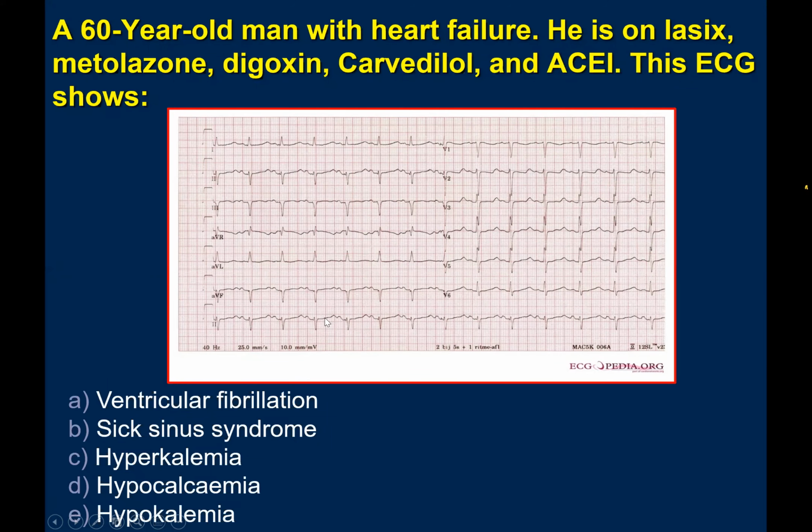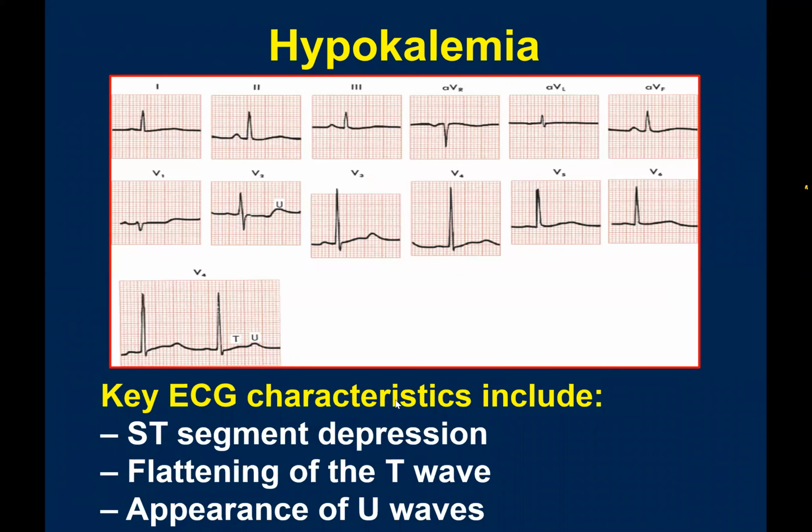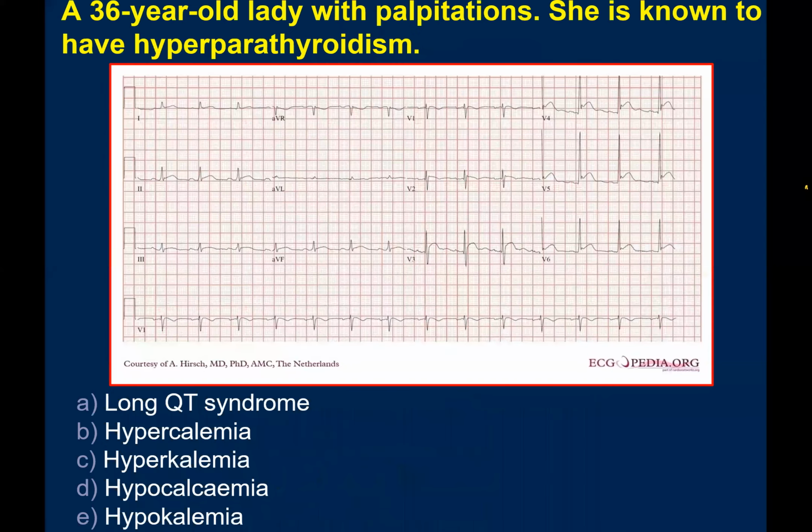QT is prolonged, T wave is flat. Sometimes you see ST segment depression, and then the presence of U wave. These are the typical changes of hypokalemia: ST segment depression, flattening of the T wave, and the presence of U waves. Okay, so that was hyperkalemia and hypokalemia ECG changes.